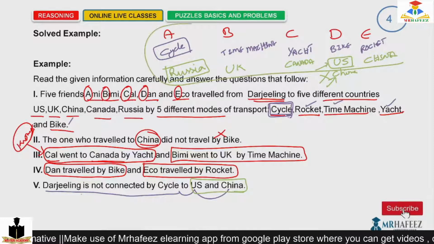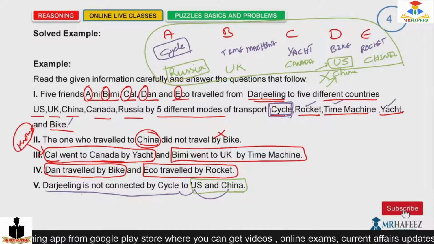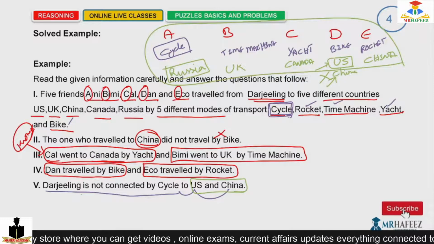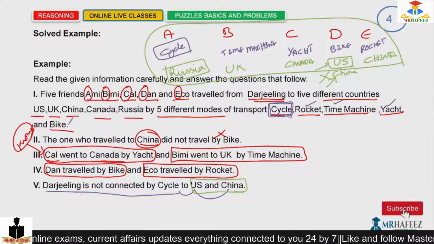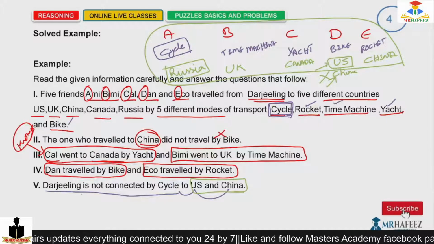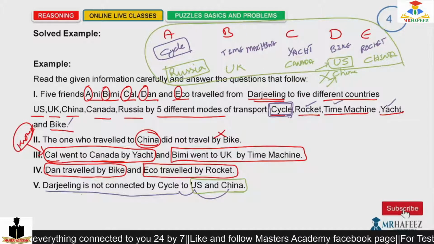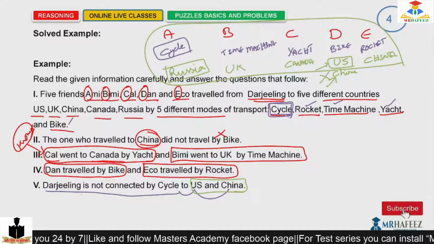So now I am very clear who went to which location and by which mode of transportation. So this is how I can decide. Yes or no? If you are with me, type W in the comment box. Very good, Sunil. Very good, Madhavi. Very good. So now we will go through the questions.